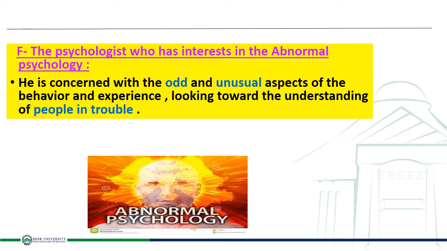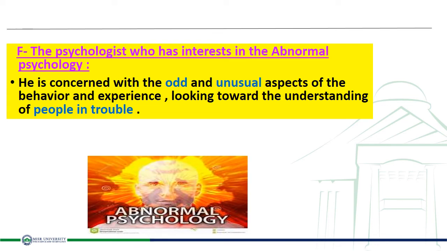For example, when I did my master research, my master research was on the neuropsychological characteristics of people who are at risk for schizophrenia. In that case, I was working in the field of abnormal psychology. But if I am going now to apply the results of this research in order to make prevention, in order to prevent these people before they develop the disorder, in that case I will be moved from abnormal psychology to clinical psychology.